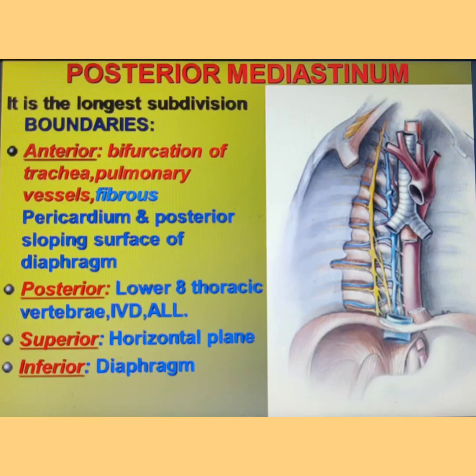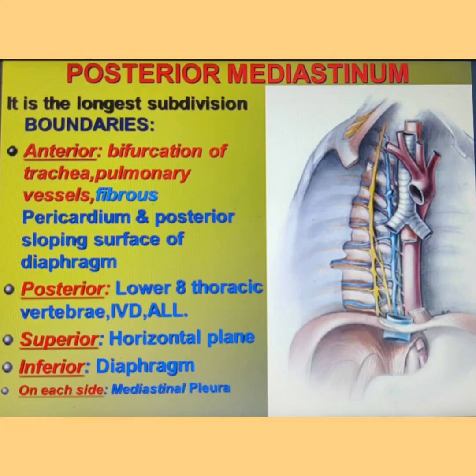Now posteriorly, the posterior mediastinum is bounded by the lower 8 thoracic vertebrae and the intervertebral discs. Superiorly, it is bounded by the horizontal or imaginary plane passing from the sternal angle up to the lower border of T4 vertebra, and inferiorly it is bounded by the diaphragm. So these are the boundaries of the posterior mediastinum.